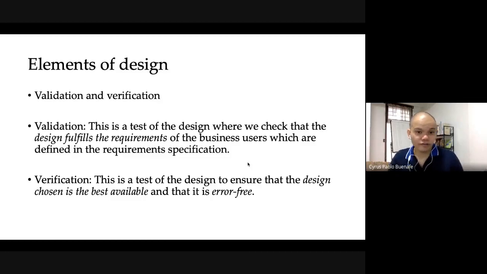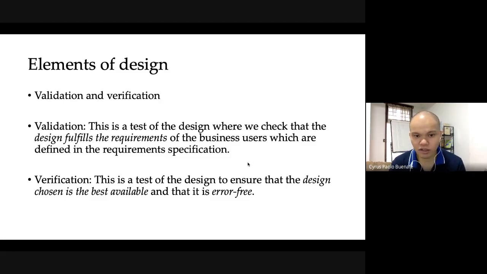Now for validation and verification, there's a difference between the two. What's the difference? Sometimes people interchange them, but I think it's good that we know the official difference. Validation is the test of the design where we check that the design fulfills the requirements of the business users, which are defined in the requirement specification. So you check whether the design actually ticks off everything from the requirement specification. That's important, and that you call validation.